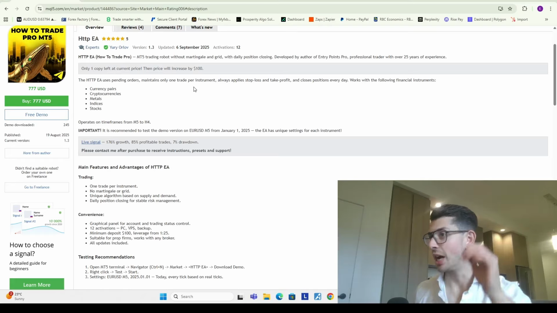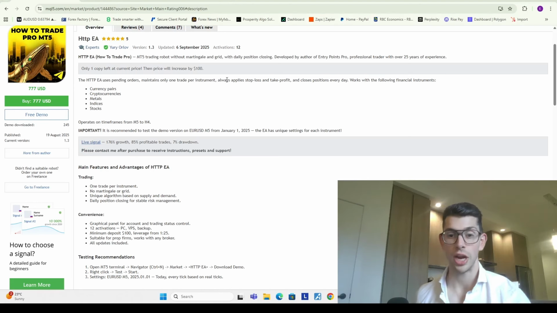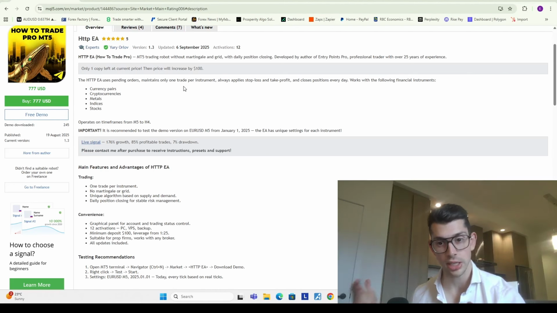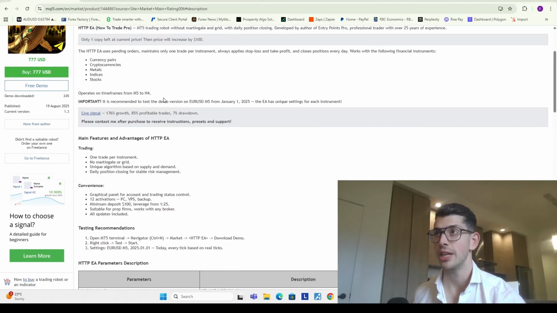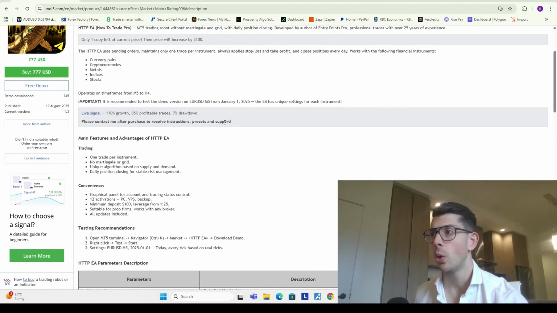So here we can see that in terms of the strategy, it's meant to not use martingale, not to use grid, and to use daily position closing. And what he's saying is that it uses pending orders and only has one trade per instrument, and each one has a stop loss and a take profit, which is quite clever. And the interesting thing here is that he is running several different assets with this EA. So I venture that it must be using different set files, where the demo one is running on the euro dollar, on the M5 specifically, and that's what I chose to test it on as well.